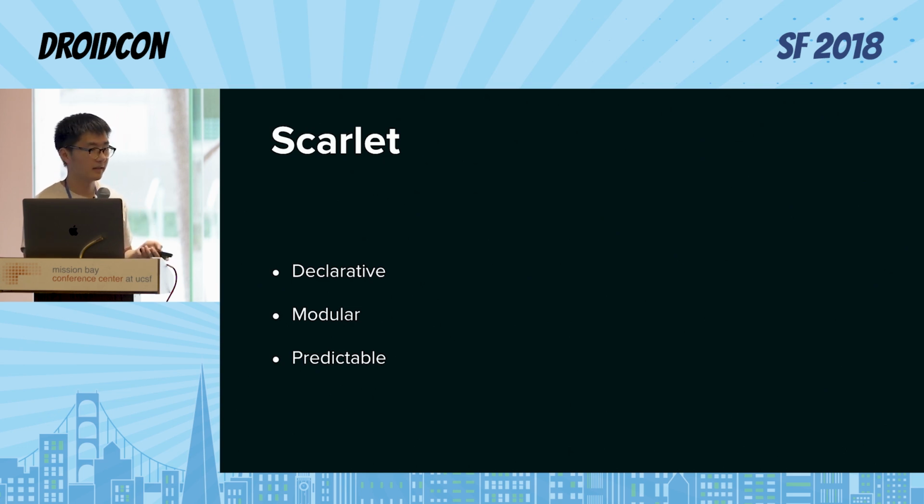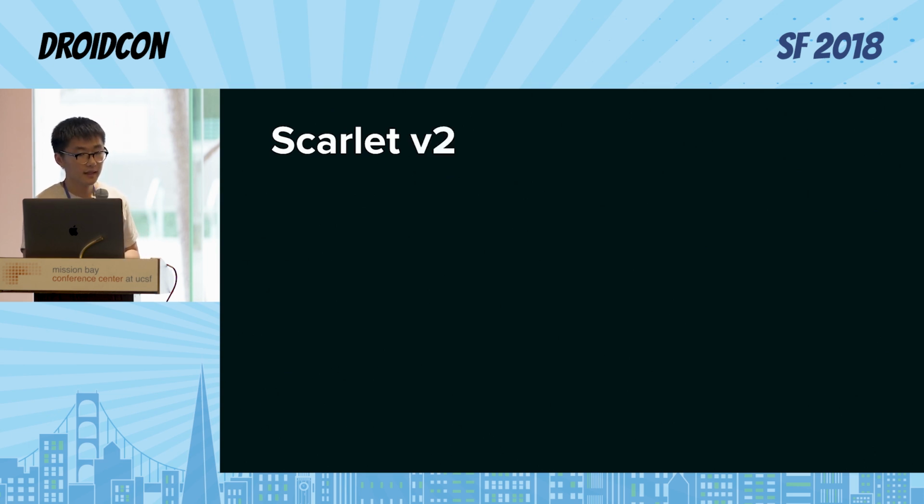It makes WebSocket as simple as 10 lines of code. It's also modular. You can use any WebSocket or JSON library with Scarlet. Scarlet is also predictable because it's driven by an immutable state machine. Since Scarlet was released in June, we received a lot of feedback from the community. The most wanted feature is supporting more protocols. We are working on a V2 to address this need.